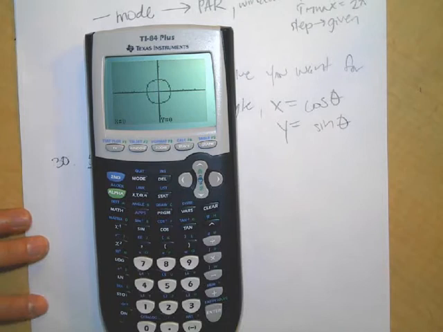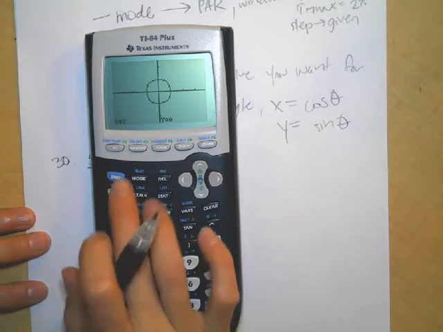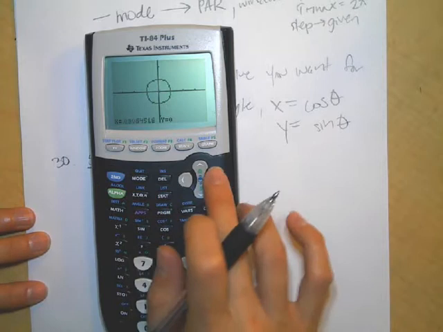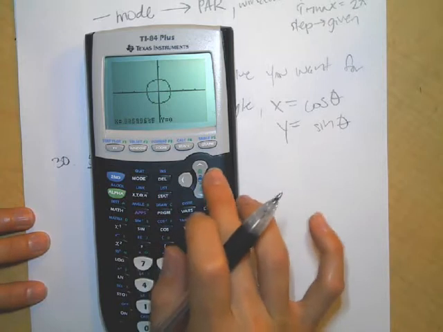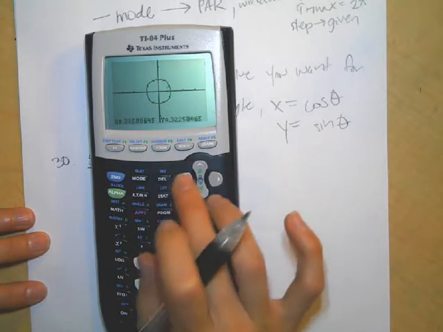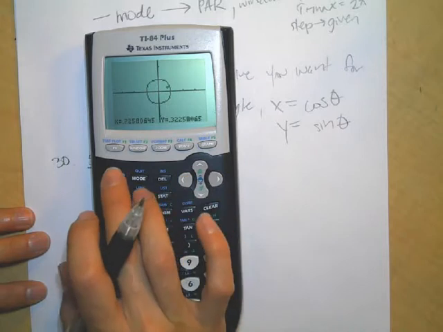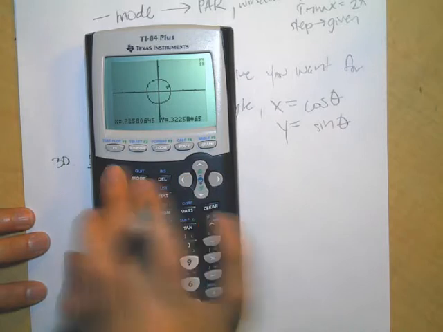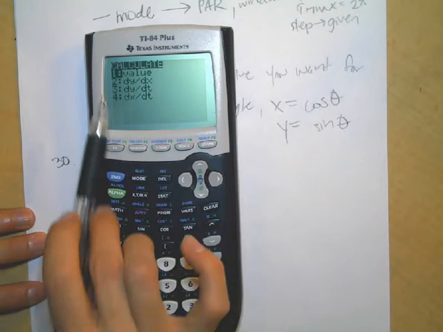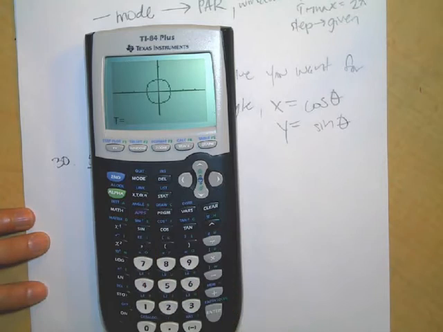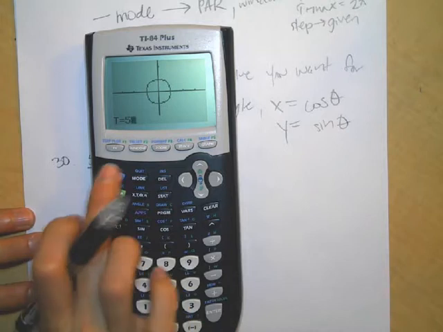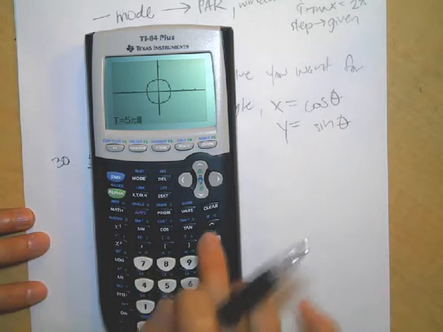Now we want to find cosine 5 pi over 12 and sine 5 pi over 12. The way we do that is you can trace by moving like this if you want, but I don't really like to do that. So I hit second trace, go to value, and put in the angle that I wanted, which was 5 pi divided by 12.